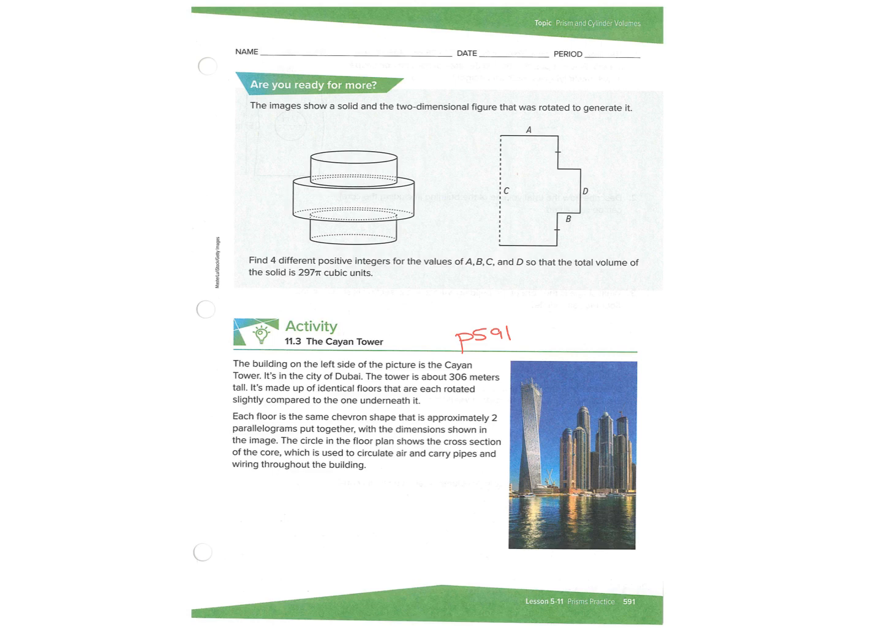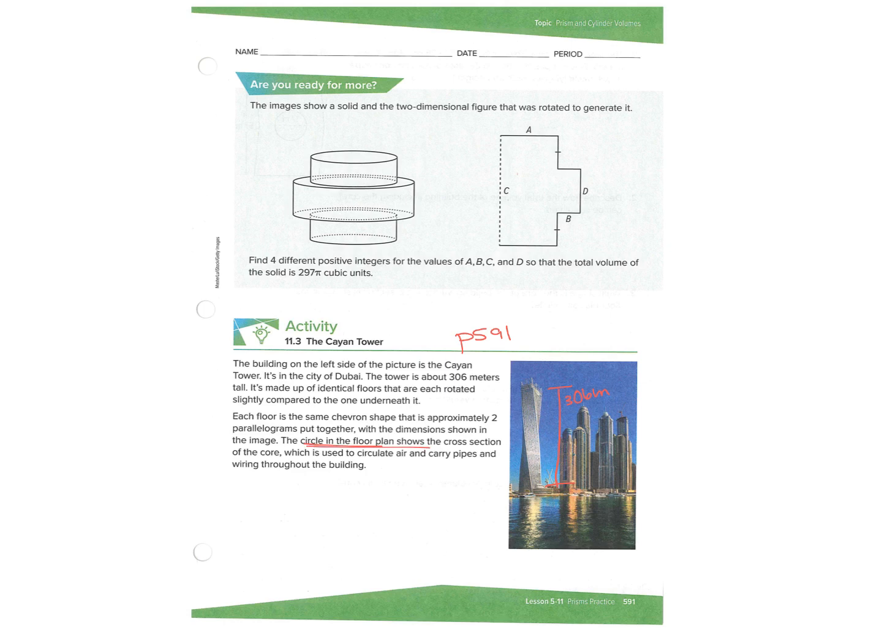It's 306 meters tall, so I know the height of this. It's made up of identical floors, rotated slightly, so that's what's making it not a right rectangular prism. Each level, each cross section, is stacked slightly different as it's rotated around. So it creates this shape that's approximately 2 parallelograms put together.